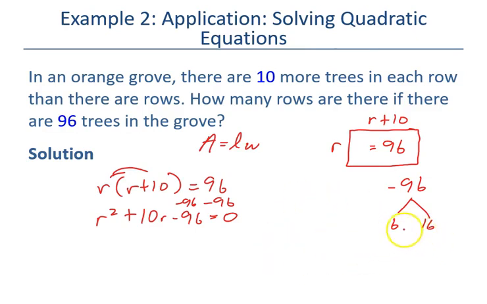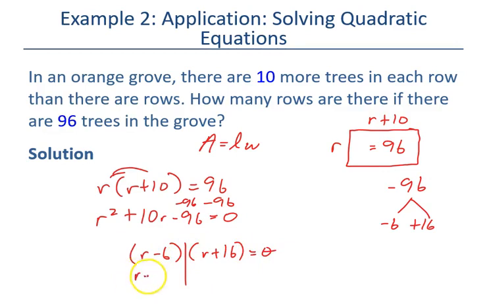But now we have to decide which one's going to be positive, which one's going to be negative. Well, notice here we've got a negative here. So if I do negative 6 plus 16, that will give me my 10 here. And notice since we have a leading coefficient of 1, we can literally just write this as r minus 6 and then r plus 16 all equal to 0.